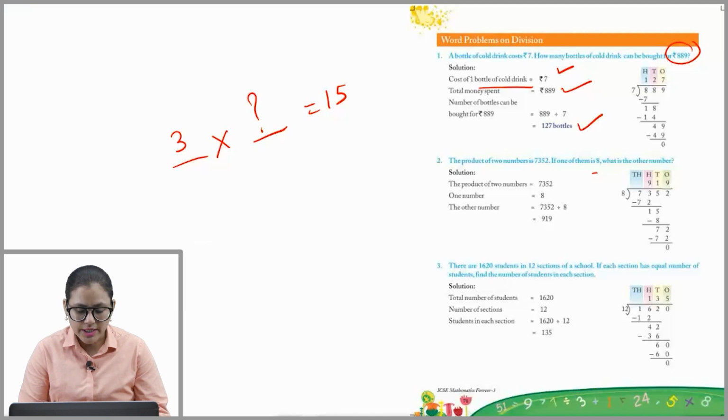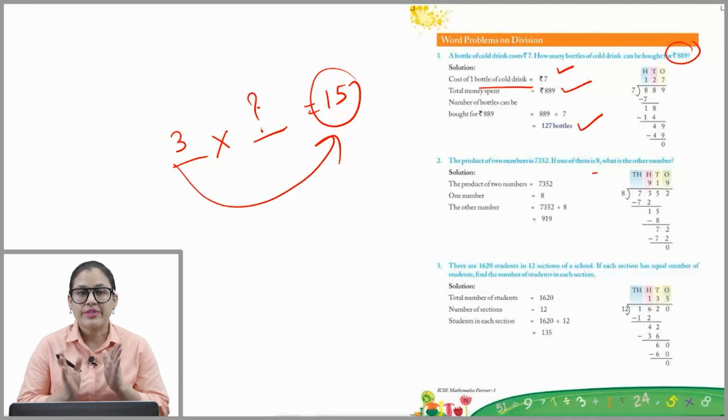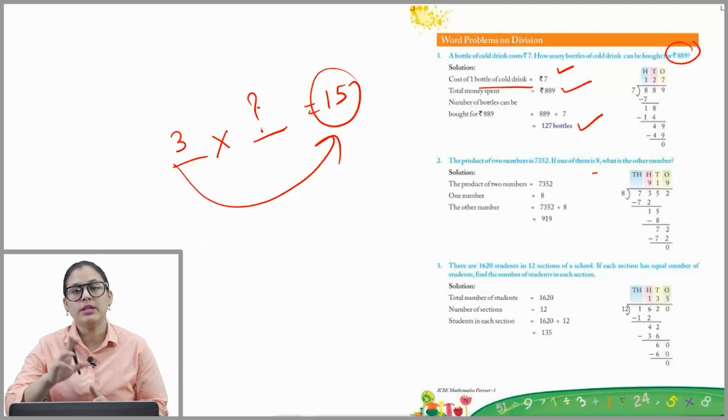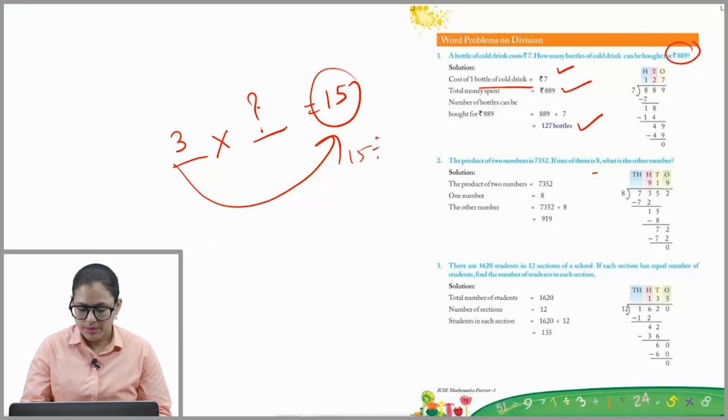But how will we get this 5? We will get this 5 by dividing this number by this number. Means we will divide the product by the given number, right? If you divide 15 by 3, we will get 5. So 5 is the answer, right?